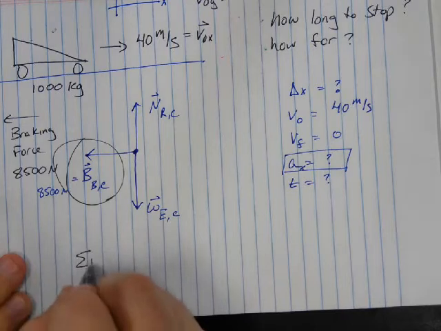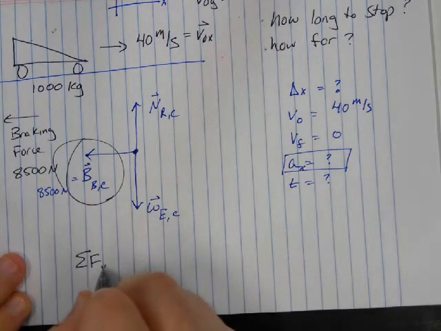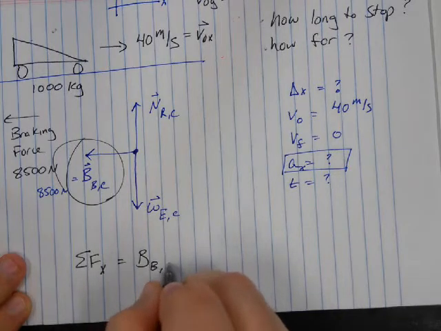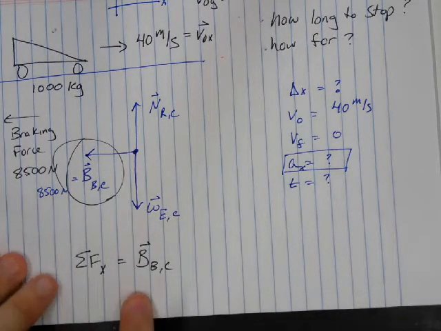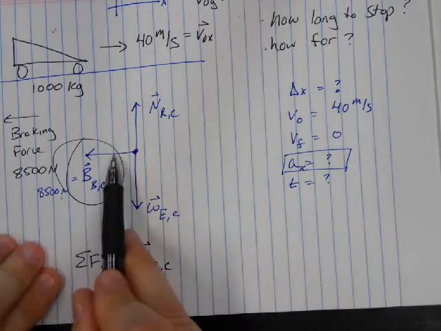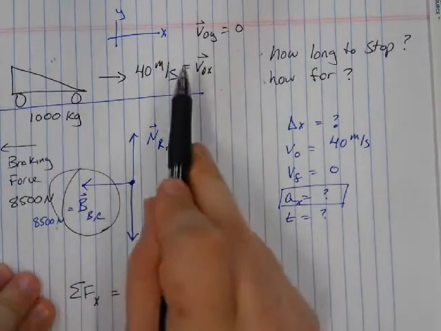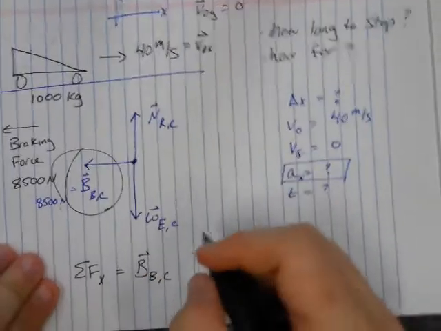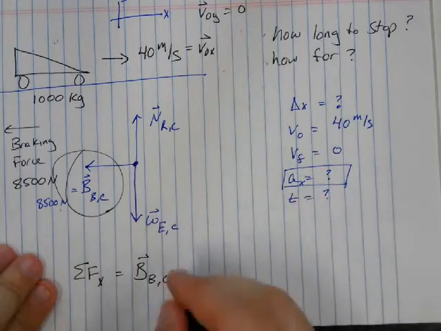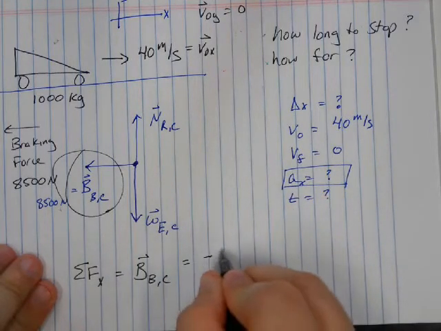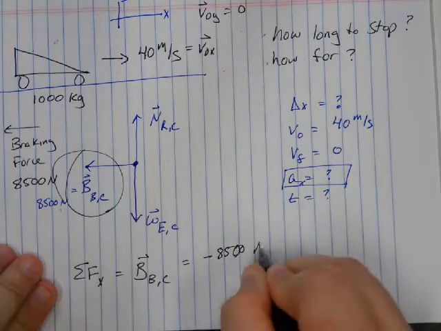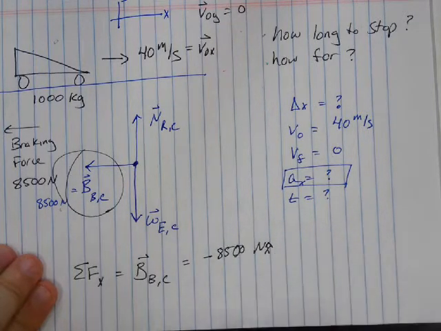And so the net force in the x direction is this braking force. Now, this is the thing, is we know the size of it, but it's to the left, and we've taken rightward as positive, which should make sense. We're slowing down. We want a negative acceleration. And so this will be minus 8,500 newtons in the x direction.